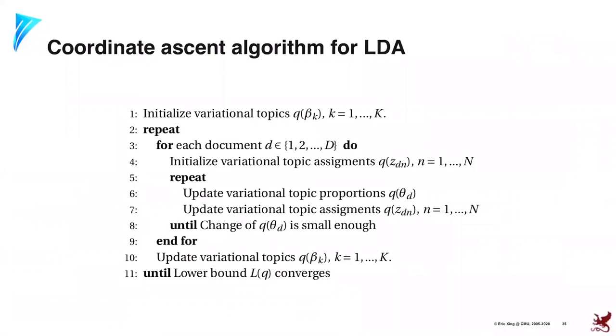Okay. So here is the coordinate ascent algorithm to solve this LDA. In this method, we just repeat the process of updating Q theta_d, updating Q z_dn, and updating this Q beta_k, and we keep updating them until we finally converge, and then we can finish the process of solving this LDA problem.